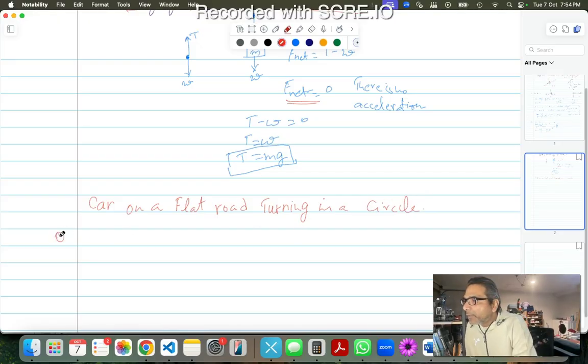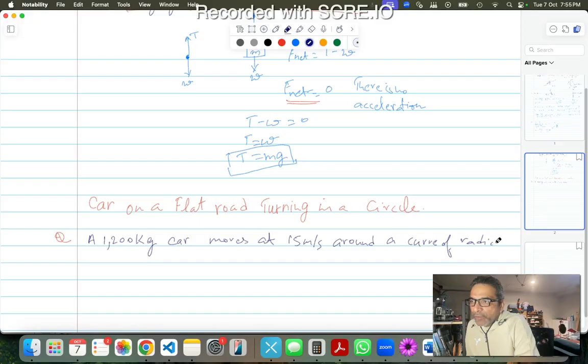The question says a 1200 kg car moves at 15 meter per second around a curve of radius 30 meter, right? So what is happening here?